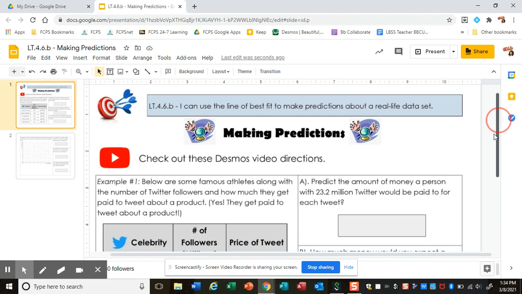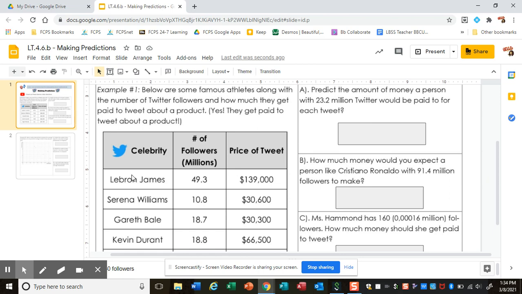So our example here has a celebrity. It's a celebrity athlete. It shows how many Twitter followers they have and how much money they get paid every time they tweet about a product. So, for example, LeBron James has 49.3 million followers, and every time he tweets about a product, whether it be sneakers or an energy drink, he gets paid $139,000. Serena Williams is a tennis player. She has 10.8 million followers, and every time she tweets about a product, she makes $30,600.